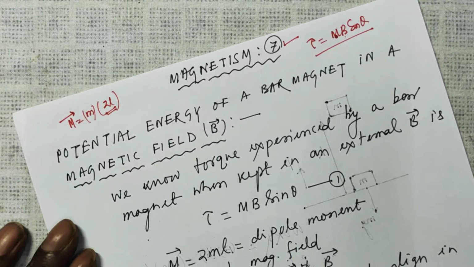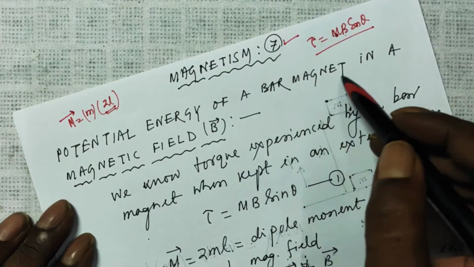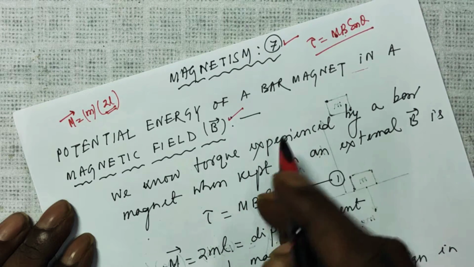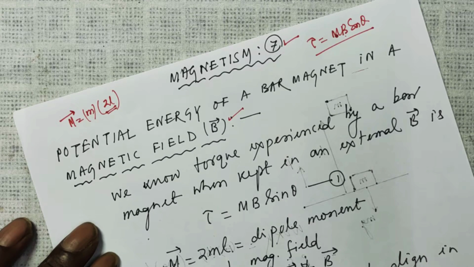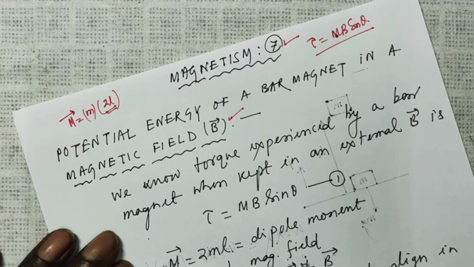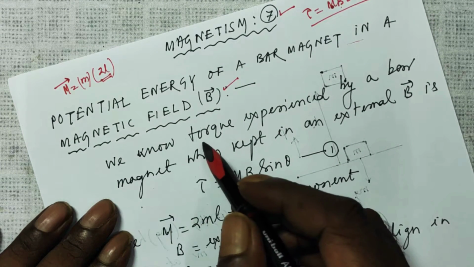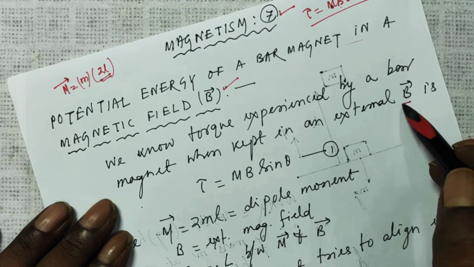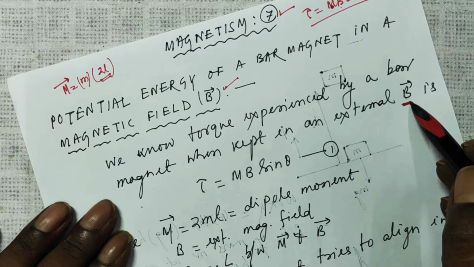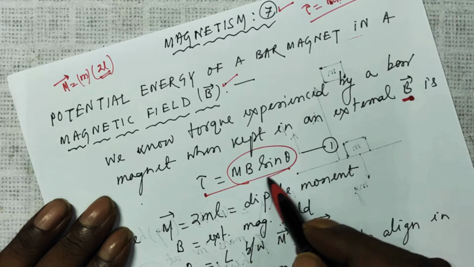Now let us move on to another derivation, potential energy of a bar magnet in a magnetic field. When a bar magnet is kept in a magnetic field, what will be its potential energy? Okay, so let us move on. We know the torque experienced by a bar magnet when kept in an external magnetic field B. The torque tau was mB sine theta. This is the magnitude part of it.